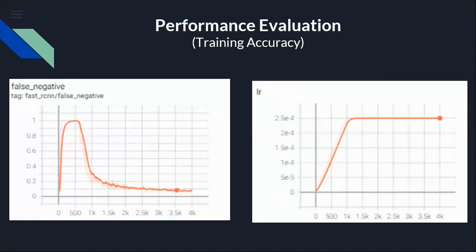So next up is the false positive, meaning how many objects the model predicted wrong. For example, if the object was a lamp, the model predicted it as a cup. And it can also be seen that as the iterations increased, the rate of predicting wrong values decreased.